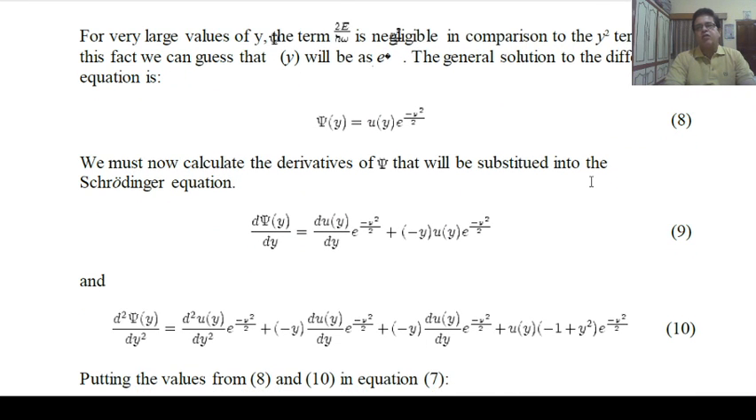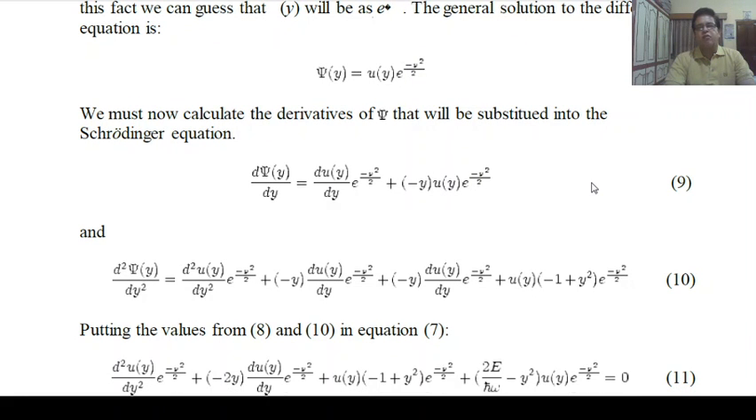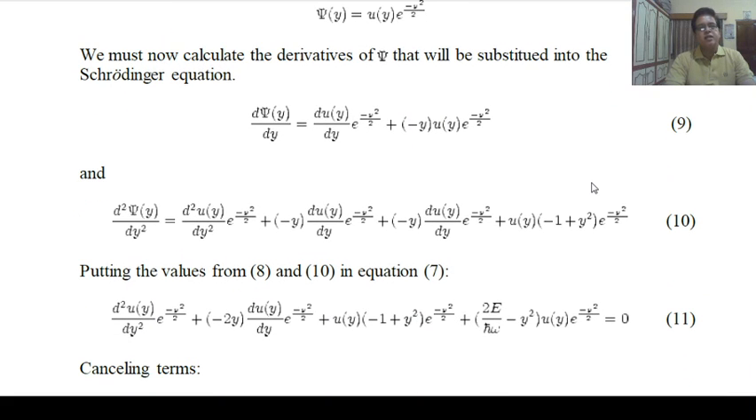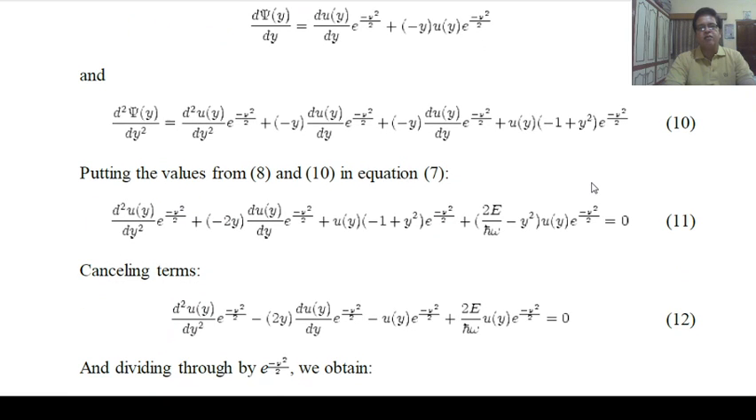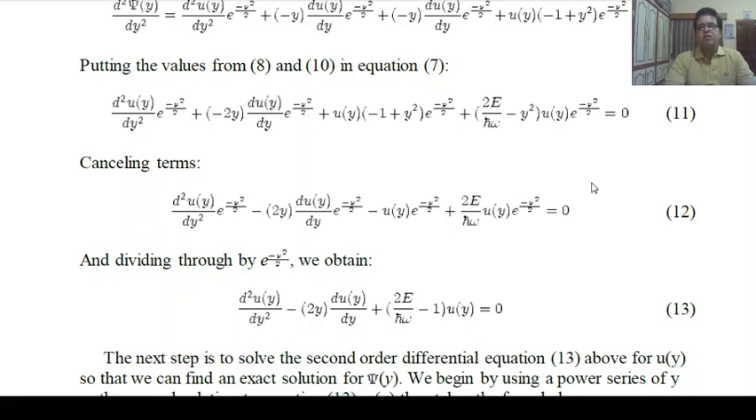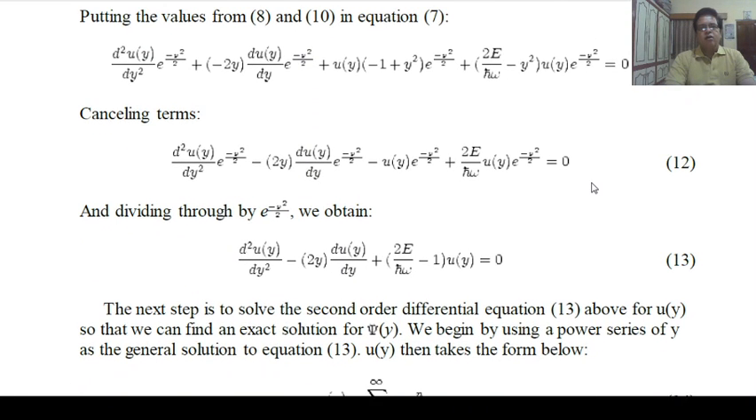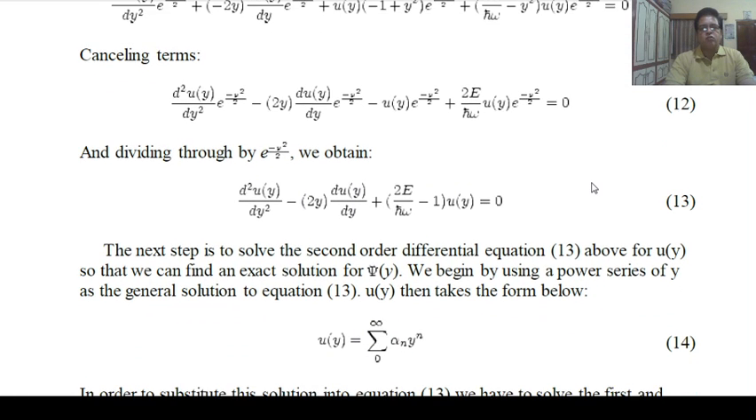We must now calculate the derivative of psi that will be substituted in the equation. This equation becomes d psi of y upon dy equal to this term, and the double derivative you can easily calculate. Putting the values from equation 8 and 9 in equation 7, this equation becomes equation 11. Cancelling the terms, the math is very easy, and these steps are given in your book clearly. Cancelling terms and dividing through by e raised to minus y square upon 2, we obtain this equation.